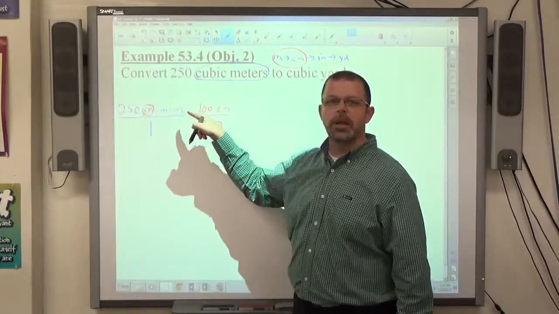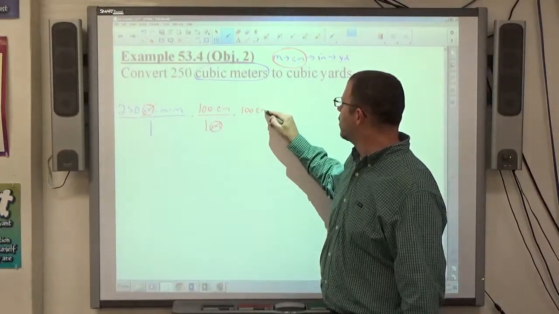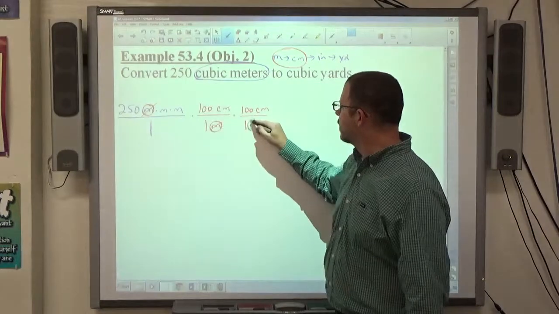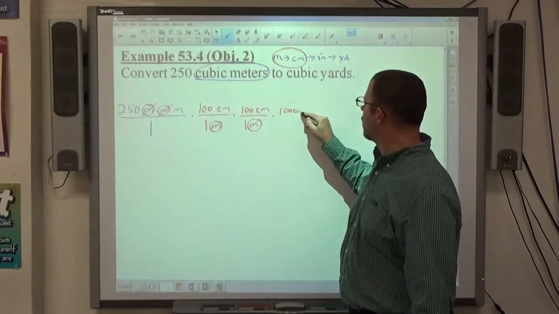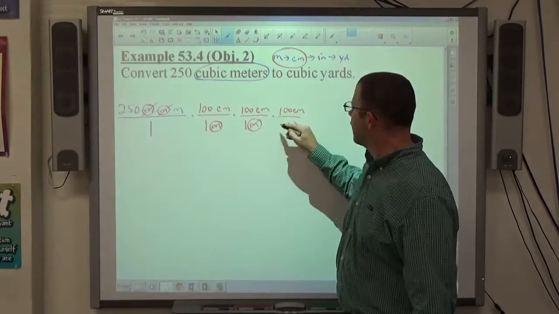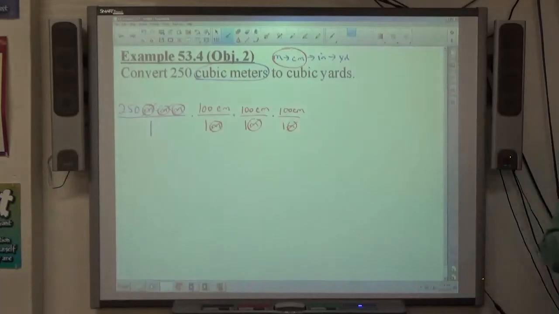As far as positioning things, that meter on top cancels that meter on the bottom. I still have 2 more meter units to deal with, so I multiply by another 100 centimeters over a meter. That takes care of the second one. I do a third 100 centimeters over a meter, and that takes care of the last one. So I've successfully gone from meters cubed into centimeters cubed.